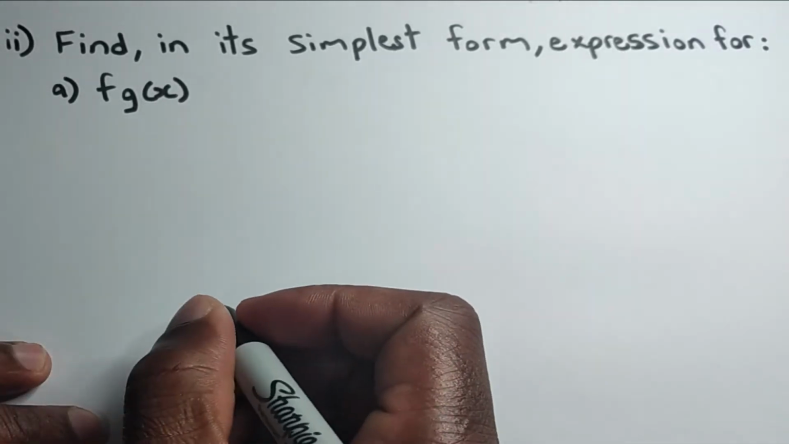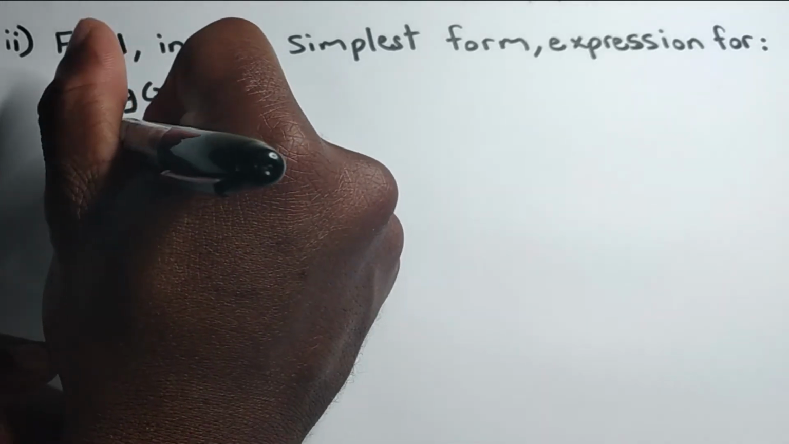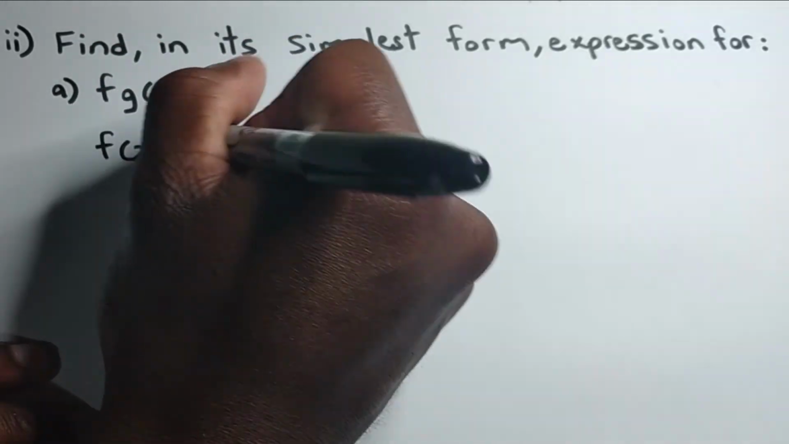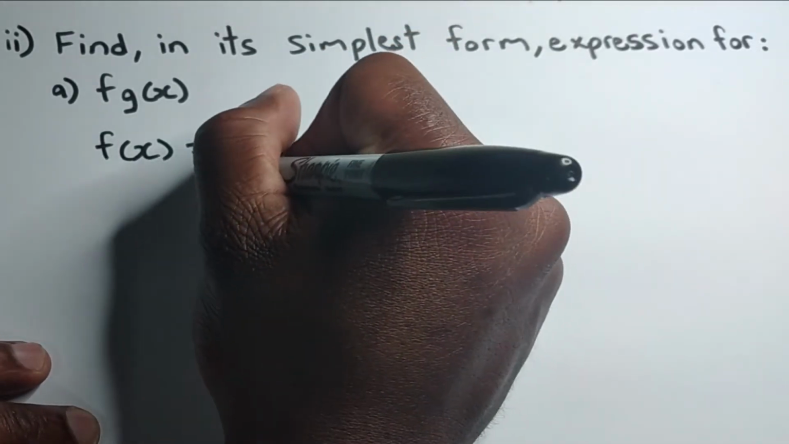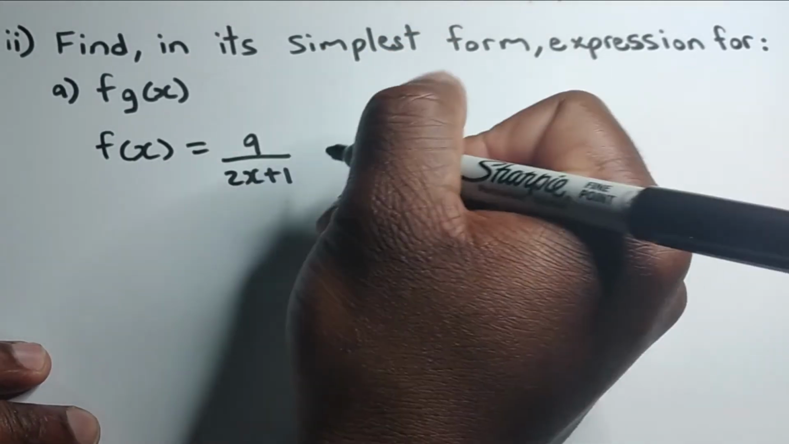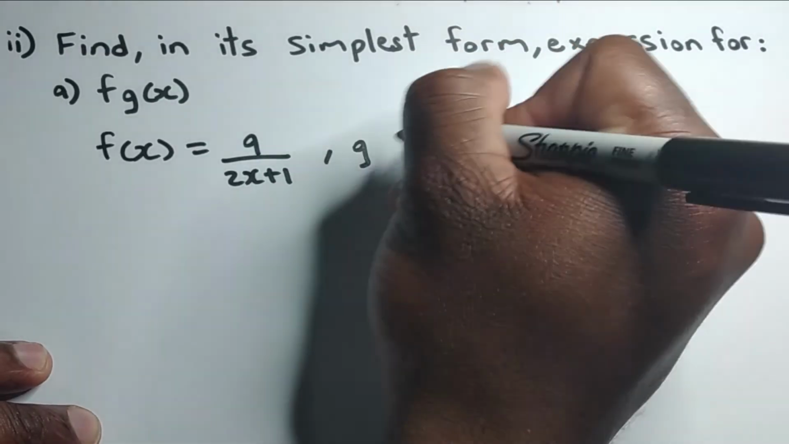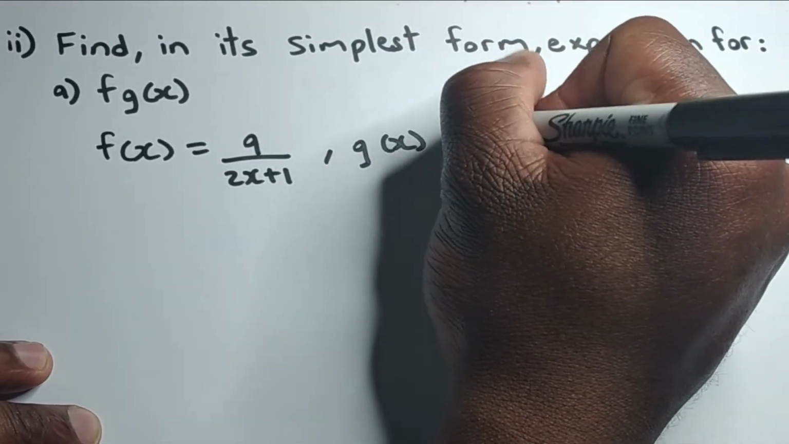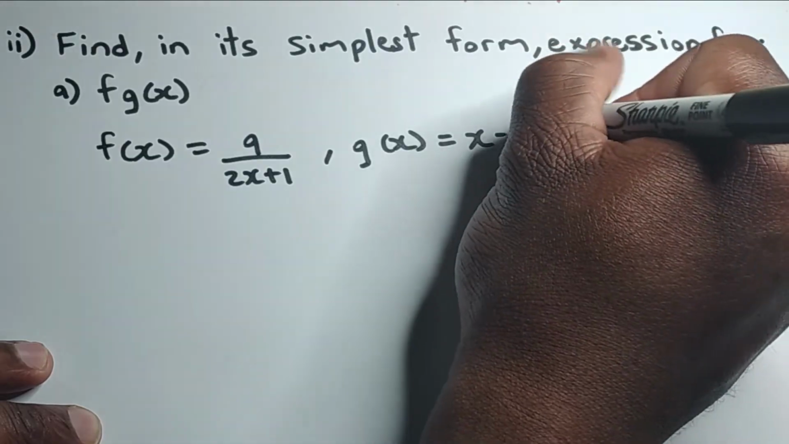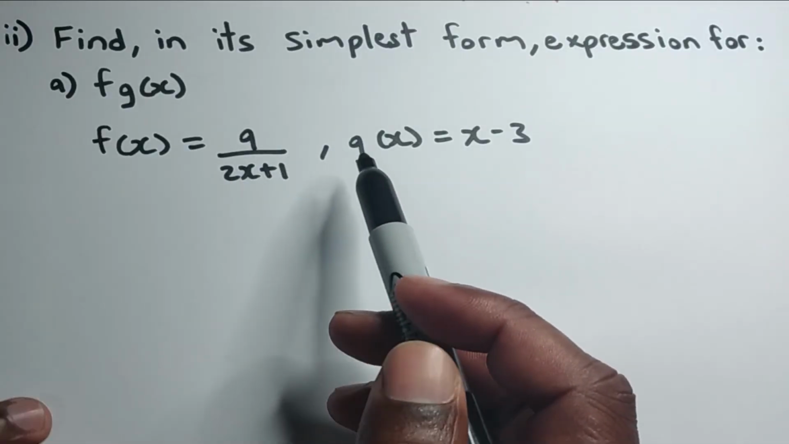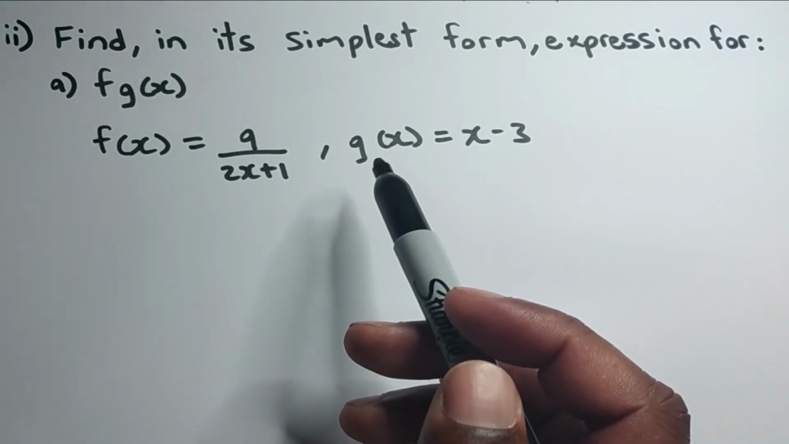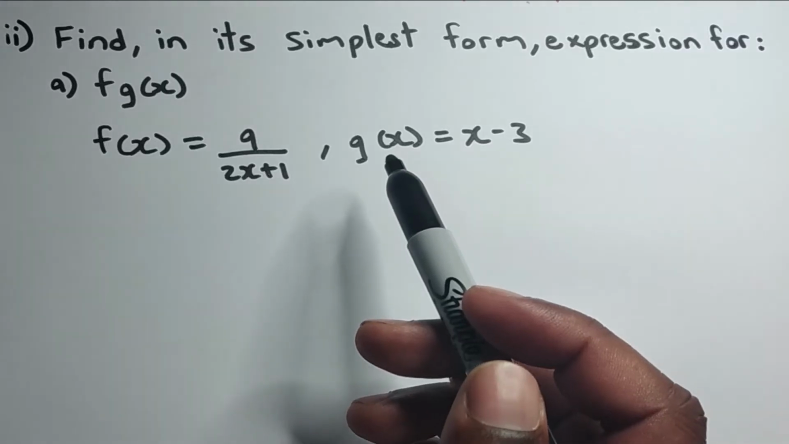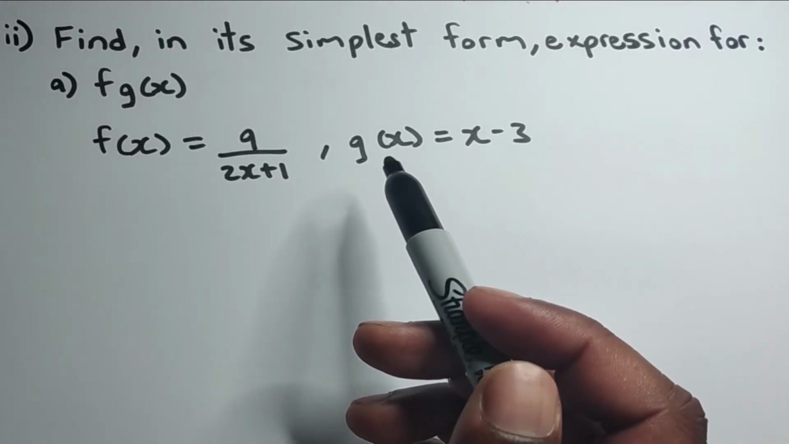Now, what we want to do is to recall the functions. So remember, f of x is equal to 9 over 2x plus 1, and g of x is equal to x minus 3. So these were the functions that we got in the question. If you don't remember, you can always rewind this video a little bit and check that out, and then come back to this stage of the video if you so choose.